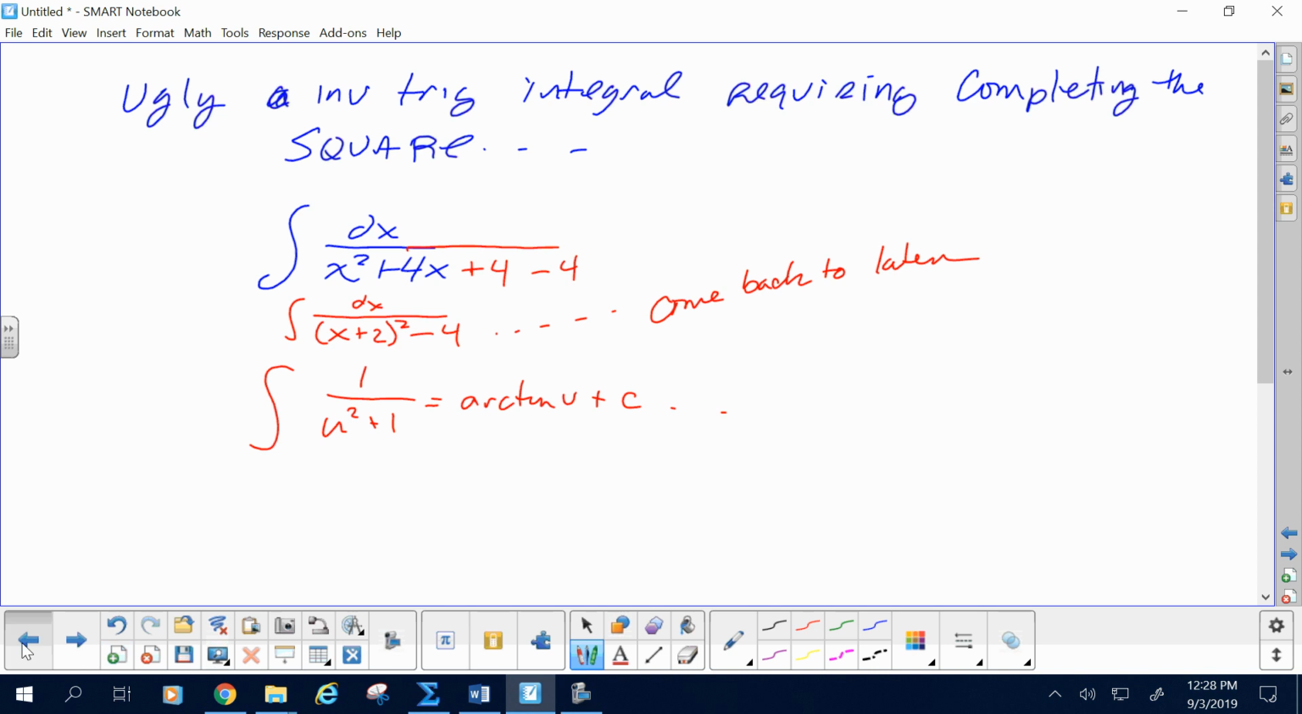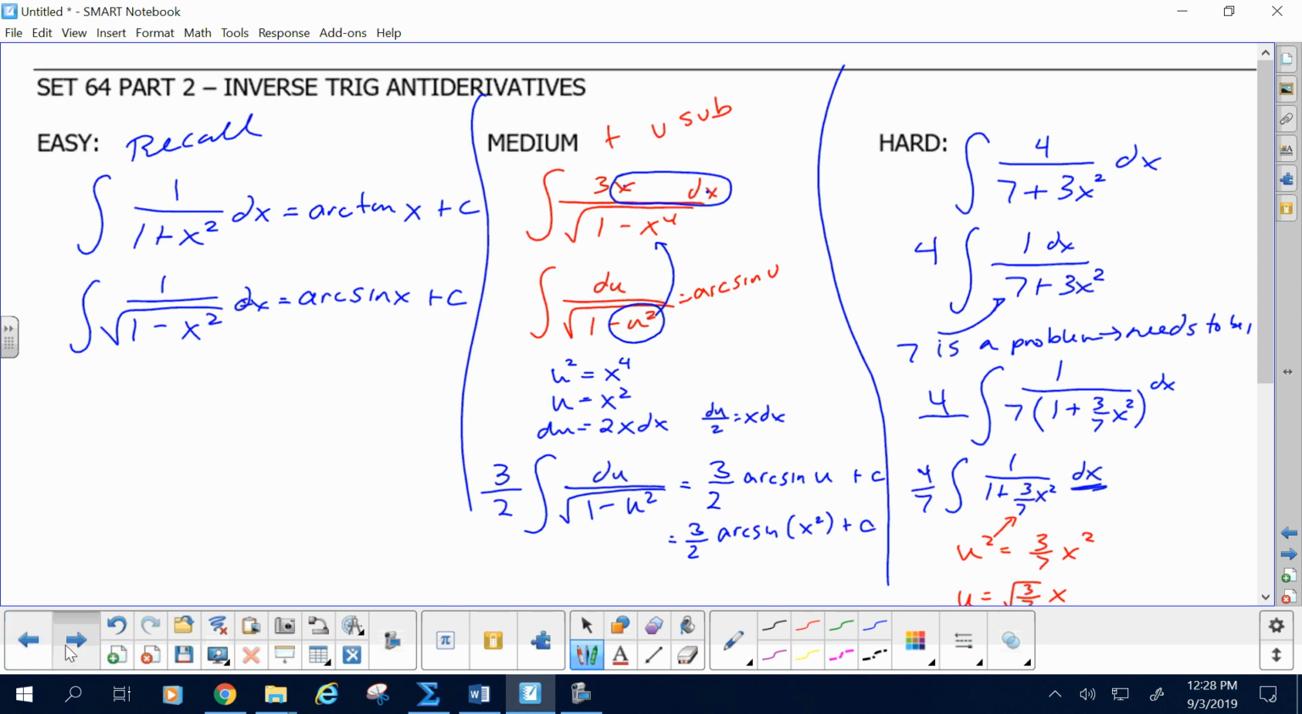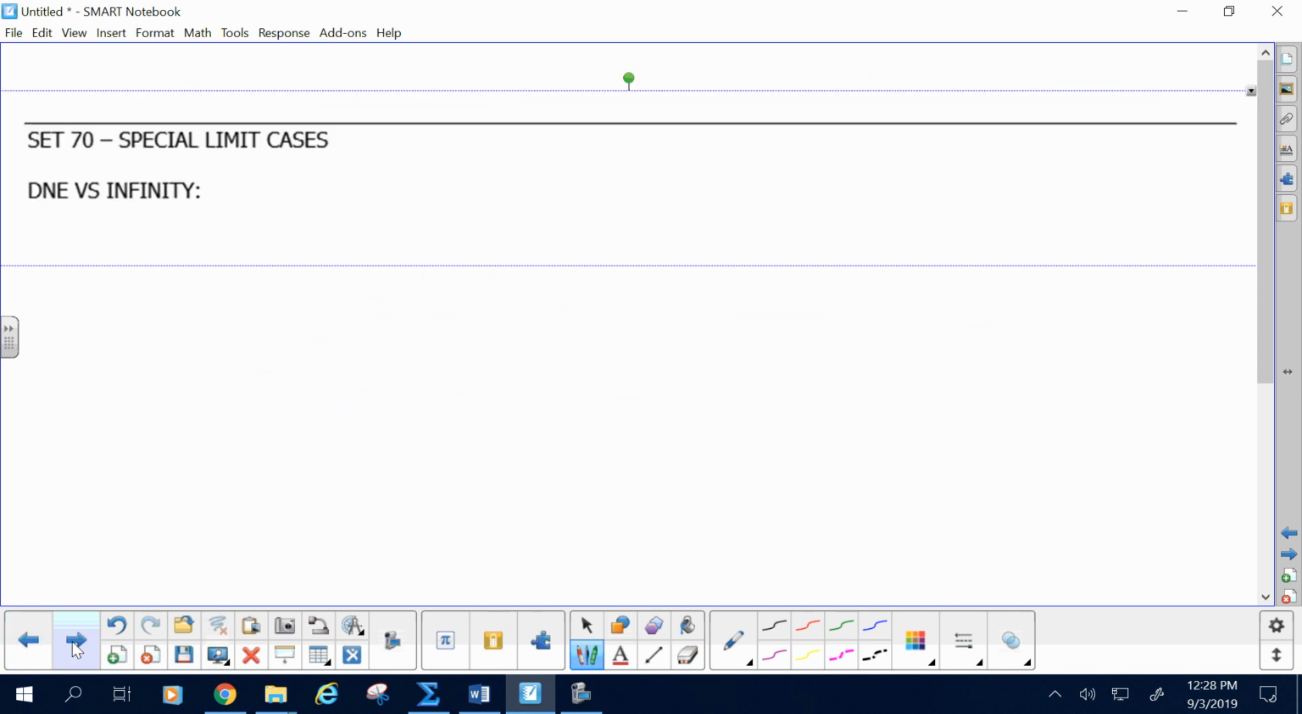Okay. I will touch on that. So we're at special limit cases. These are totally unrelated. This is set 70. This limit as x goes to 0 of 1 over x. What possible answer or answers? What is it? The only thing you can see in multiple choice is does not exist.